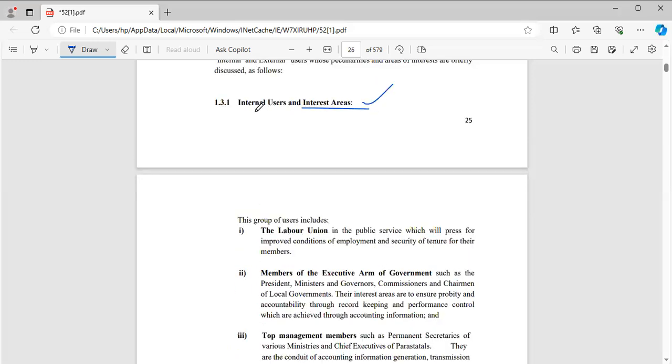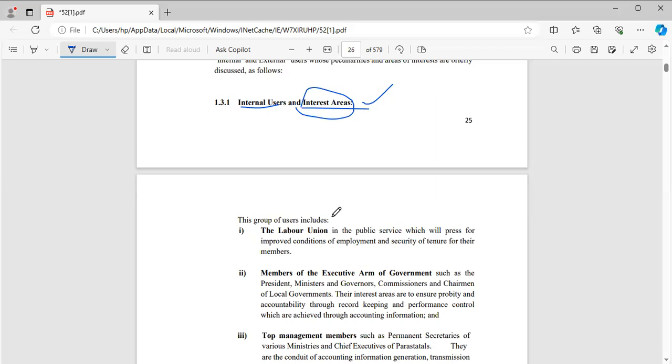So what are the internal users, or what we call interest areas? Internal users and interest areas means the internal users and what they need the information for. So you can be expecting such a question in your exam. You can be asked to list the users of government accounting information or of public sector accounting information and their interest areas and their information needs. They put it any way, it is the same thing.